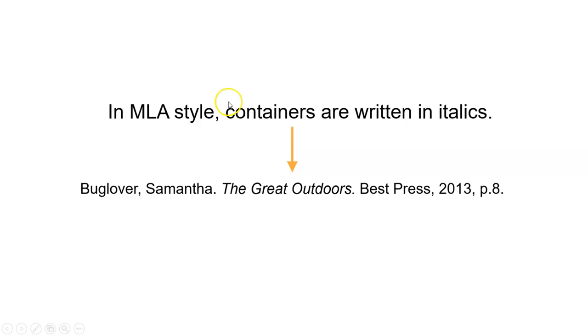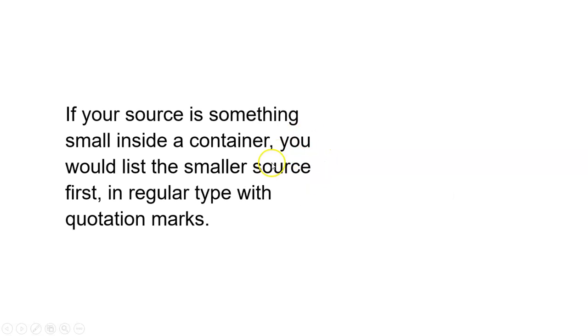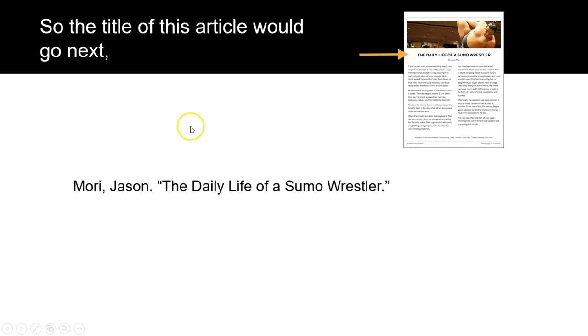So in MLA style, those major works or containers are written in italics. This particular source came from this fake book, The Great Outdoors. So because it's a book and not just a chapter from the book, we italicize it. But if your source is something small inside a container, you're going to list the smaller source first and put that in quotation marks. Here's an example.